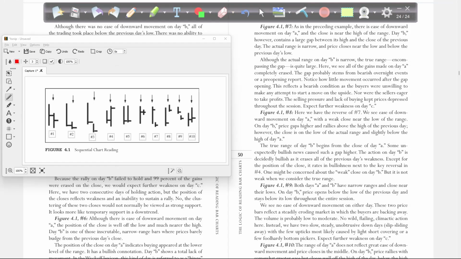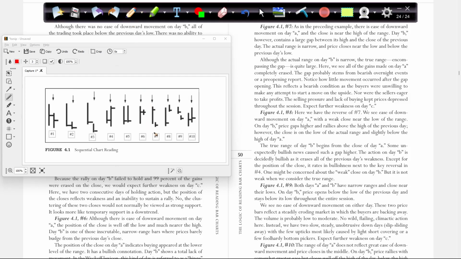So guys, figure 4.1 number 7 here. As in the preceding example, there is an ease of downward movement on day A. Day A and day B, ease of downward movement, and the close is near the high of the range. Day B, however, contains a large gap between its high and the close of the previous day.